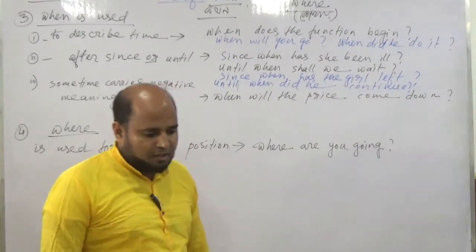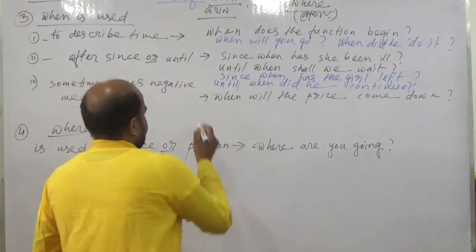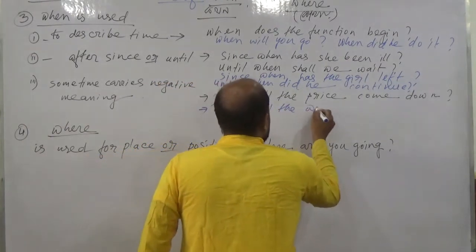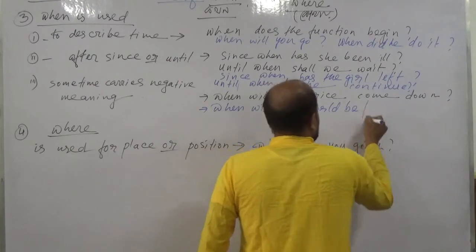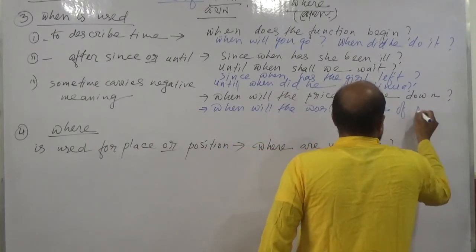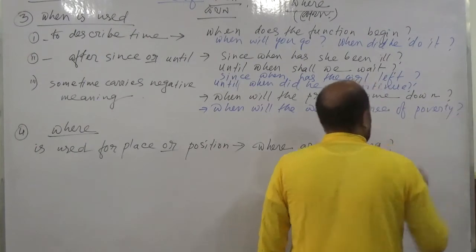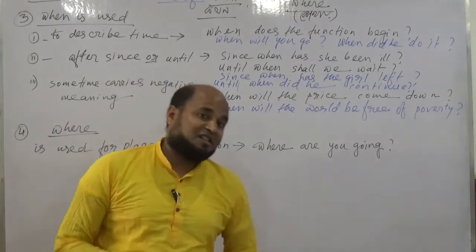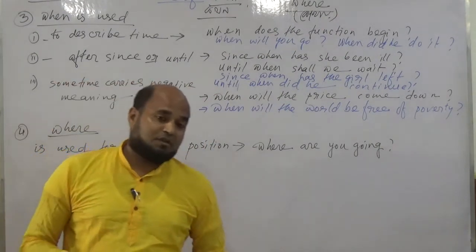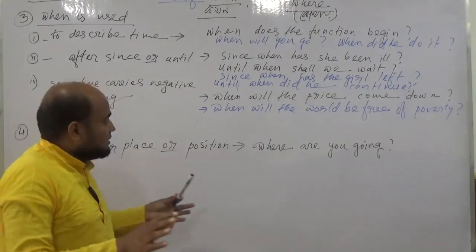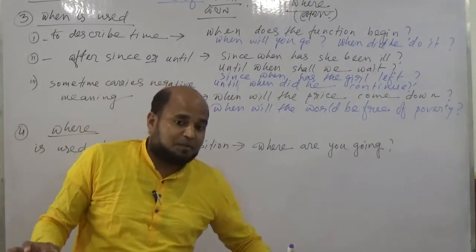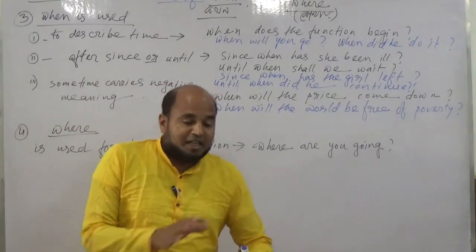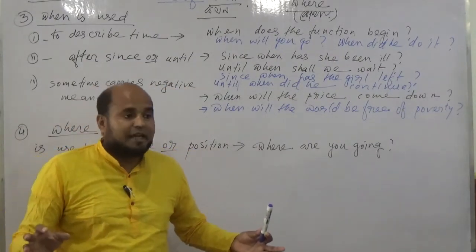Another example, when will the world be free of poverty? Okay, we know there are so many corrupted leaders in our country and all over the world. They never want good, they never want benefits of common people. They only think of their pockets, their personal property. They never think of the common people in this country and all over the world.